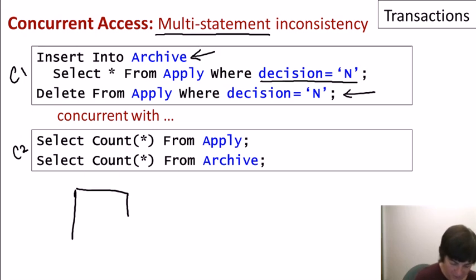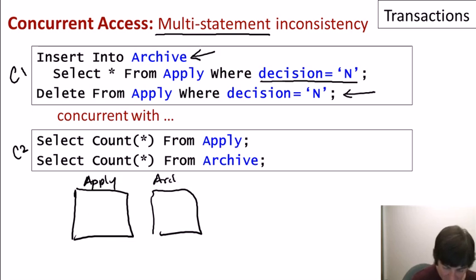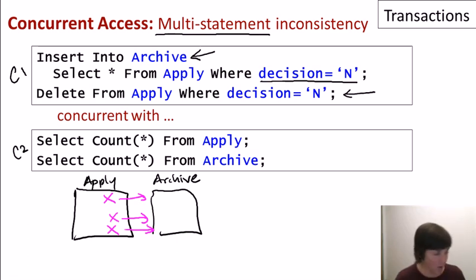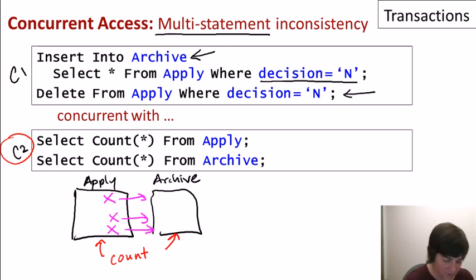So again, we have our two tables that we're concerned with, the apply table and the archive table. And what the first client is doing is it's moving some tuples from apply to archive, and then in a second statement deleting those tuples from apply. Our second client, I'll put this one in red, is counting from the apply and then counting from the archive. Now, if we want the second client to see a consistent state of the database where we don't have records that are duplicated between apply and archive, then we will really want that second client to go either completely before or completely after the first client.